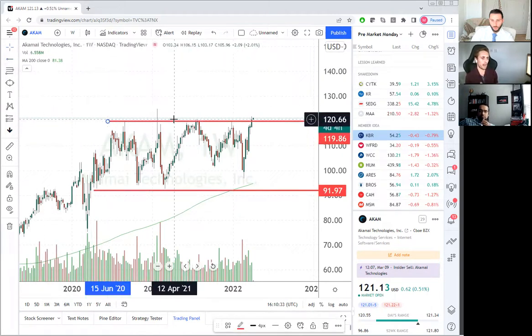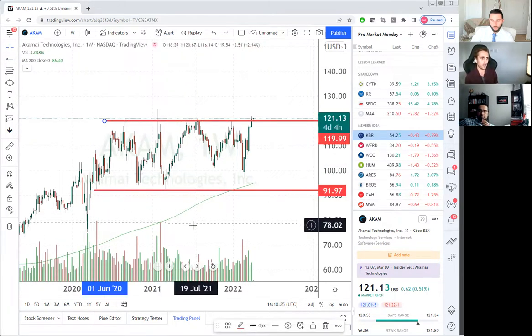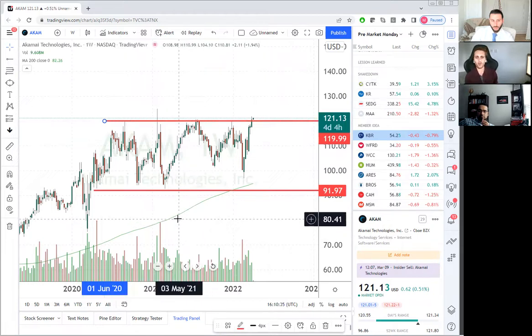And what I always like to ask myself when I get into a trade is, okay, where do I know if I'm wrong? And the problem is when a stock is going straight up like this, you really don't know where you're wrong, because if it comes down, it's not breaking any sort of significant support here.